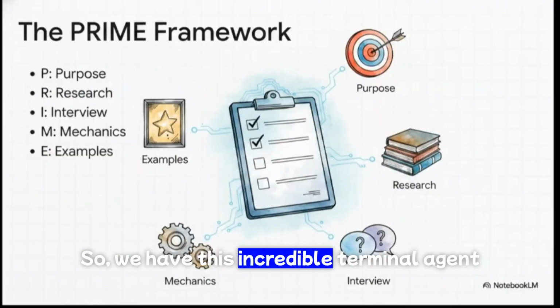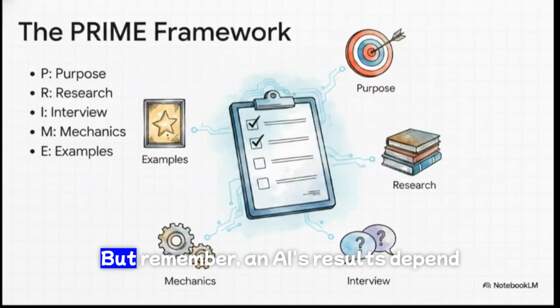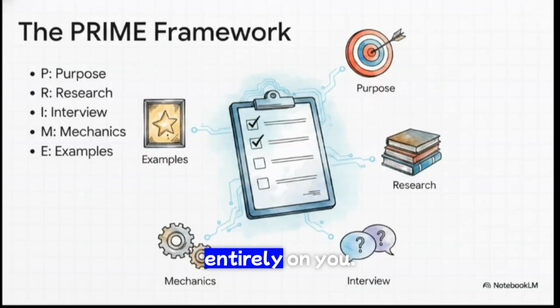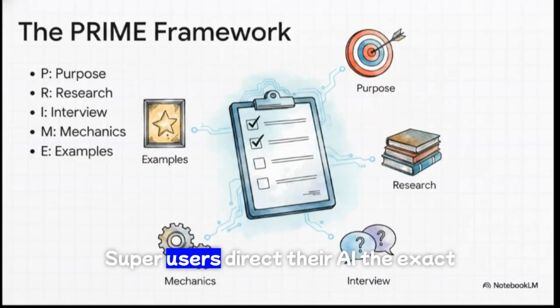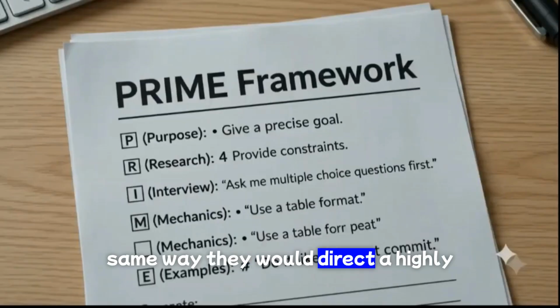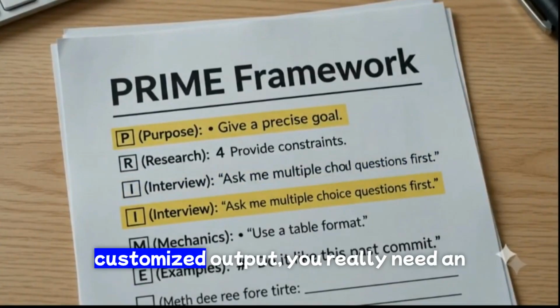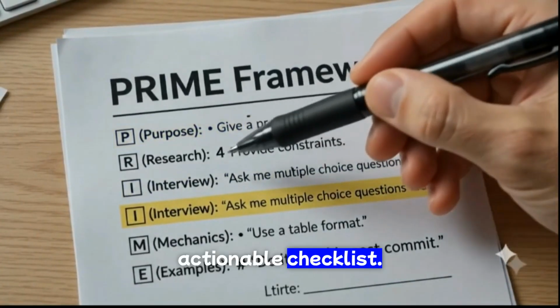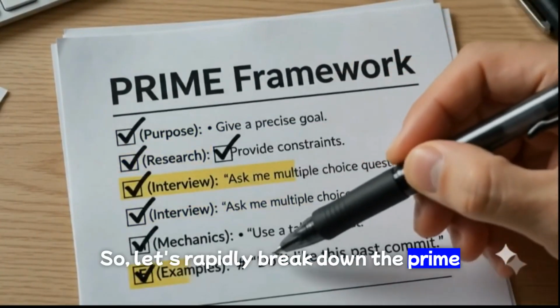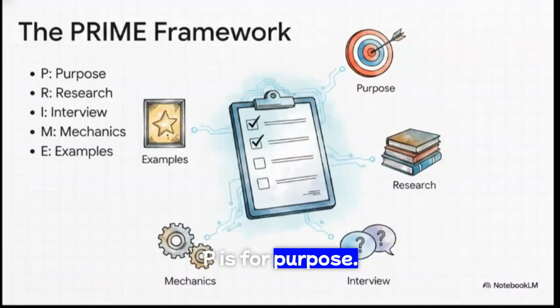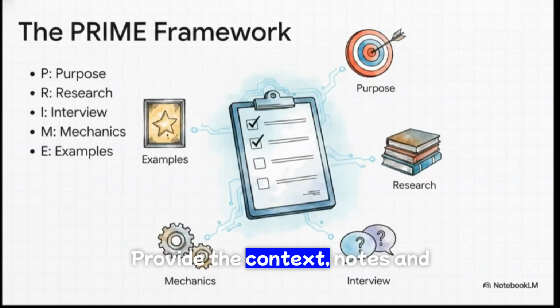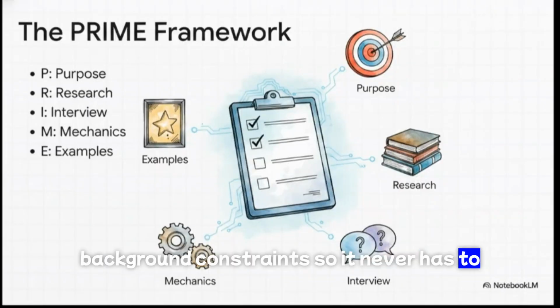So we have this incredible terminal agent configured. But remember, an AI's results depend entirely on you. Super users direct their AI the exact same way they would direct a highly intelligent human hire. To get that elite-level, perfectly customized output, you really need an actionable checklist. So let's rapidly break down the PRIME framework. P is for purpose. Always give a precise goal. R is research. Provide the context, notes, and background constraints so it never has to guess.